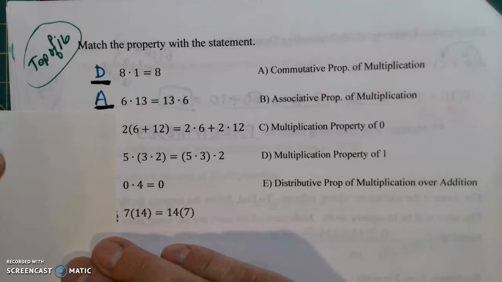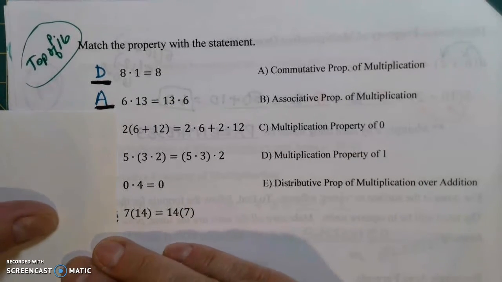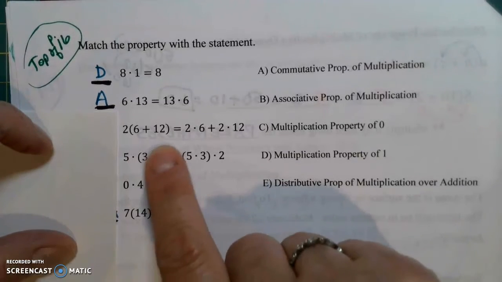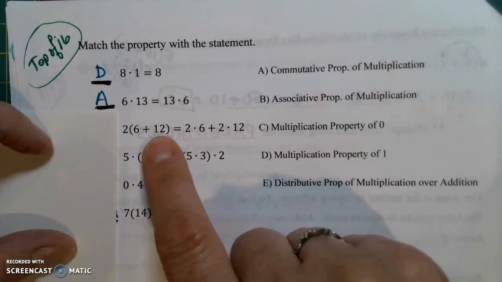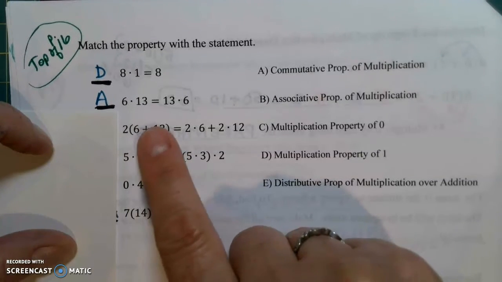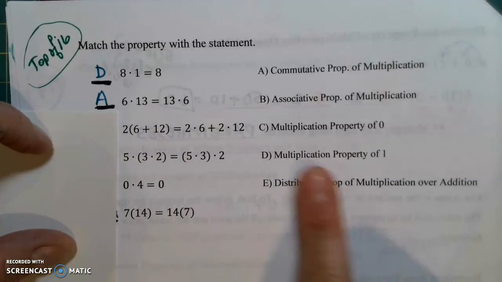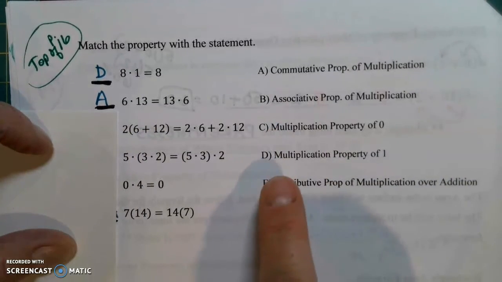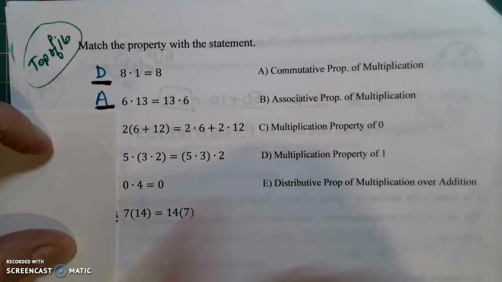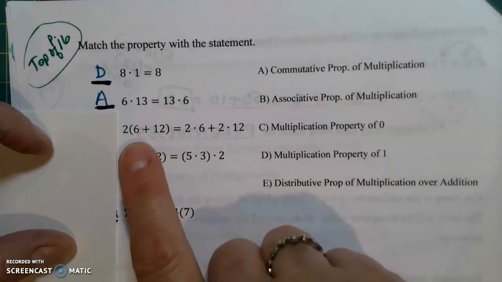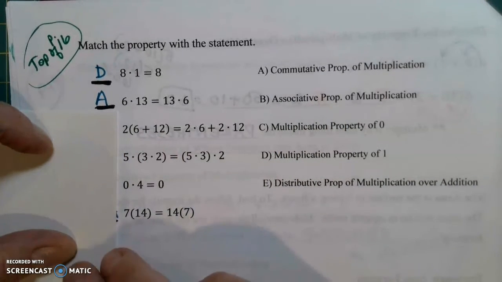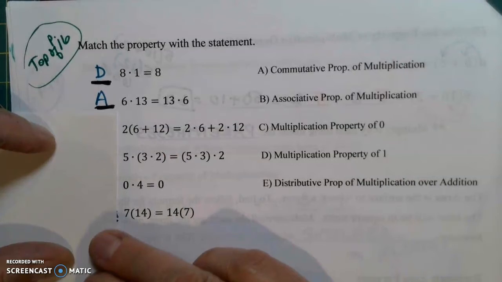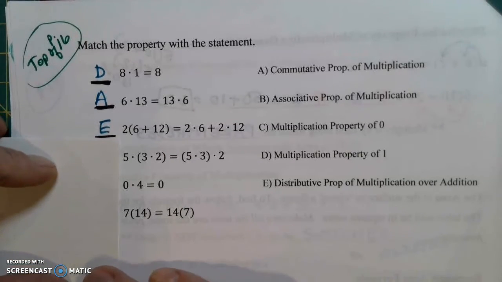They moved, they commuted. The third one has parentheses, but there's addition in there and multiplication on the outside. And that's your big giveaway, that it is the distributive property of multiplication over addition as opposed to the associative property. Because the associative property is going to be all multiplication, while this one, the distributive property, has to have both multiplication and addition. So that will be E.